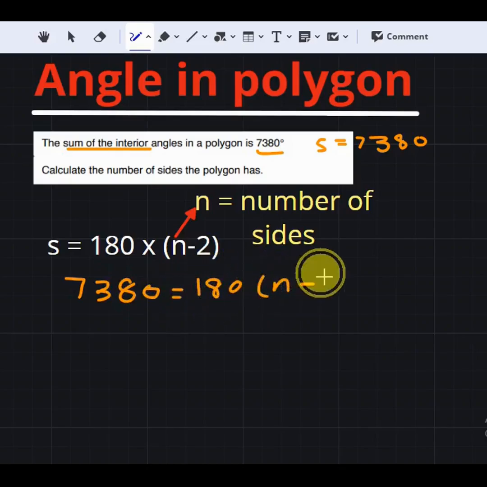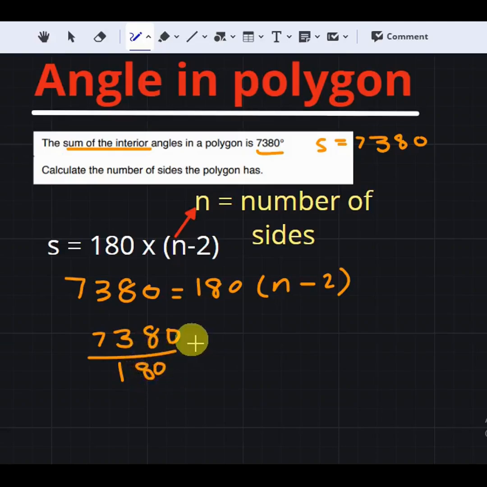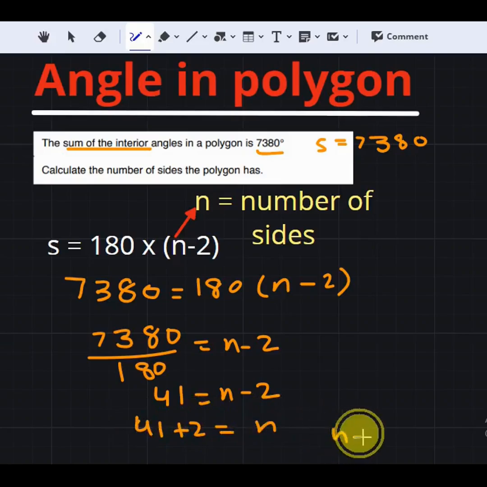The first step is I have to move this 180 to the other side of the equation. So 7380 divided by 180 is equal to n minus 2. So 7380 divided by 180 is equal to 41, which is equal to n minus 2. Now this minus 2 switches to the other side of the equation as positive 2. So 41 plus 2 is equal to n. So 41 plus 2 is equal to 43. So n is equal to 43 sides.